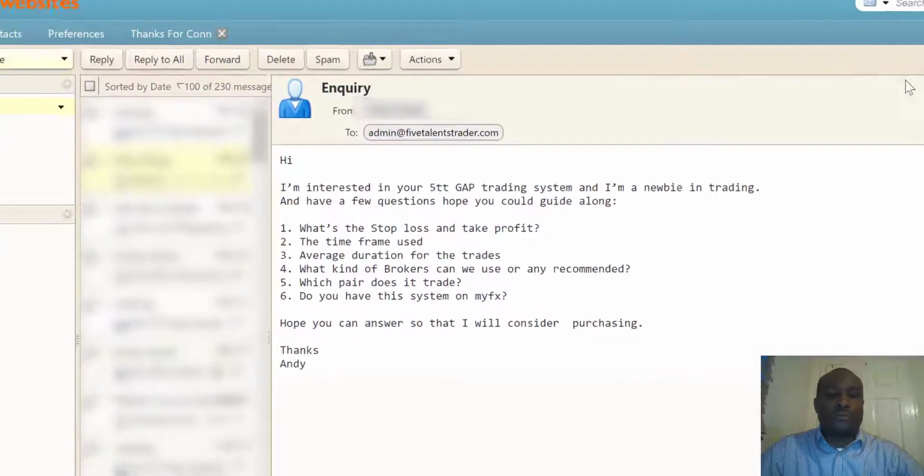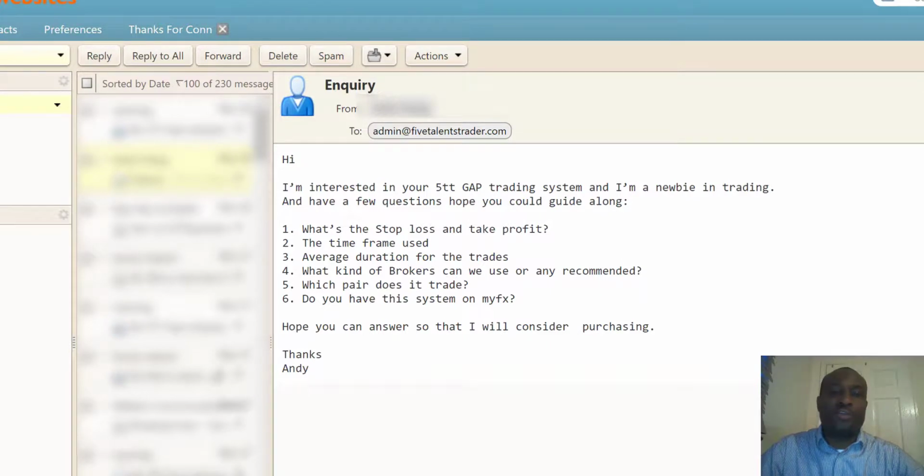And so one of the questions is, what time frame would you use the 5TT gap system on? The answer to that is it can be used on any time frames. But then what's my preference? My preference is to use the 5TT gap system on the daily chart or daily time frame.